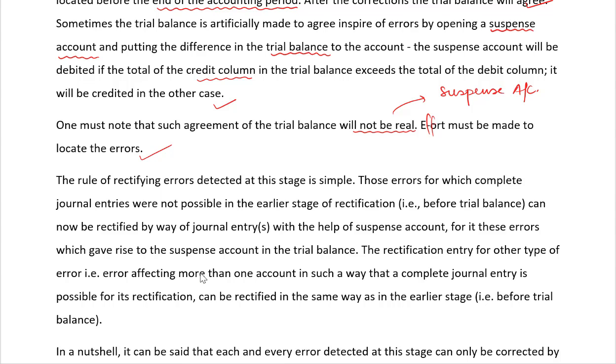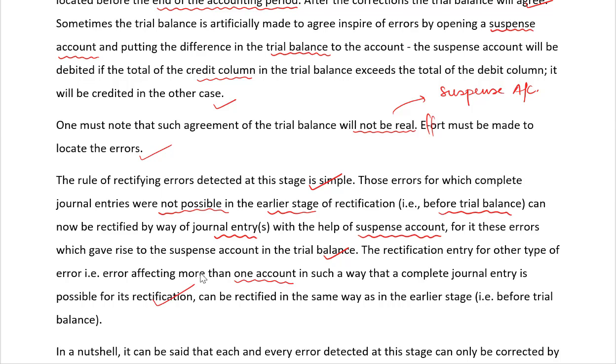The rule of rectifying errors detected at this stage is very simple. Those errors for which the complete journal entries are not possible in the earlier stages of rectification, that is, before preparation of trial balance, can be rectified now by journal entry with the help of suspense account. For the errors which gave rise to suspense account in the trial balance, the rectification entry for other types of error, that is, errors affecting more than one account, in such a way that a complete journal entry is possible for the rectification, using what?